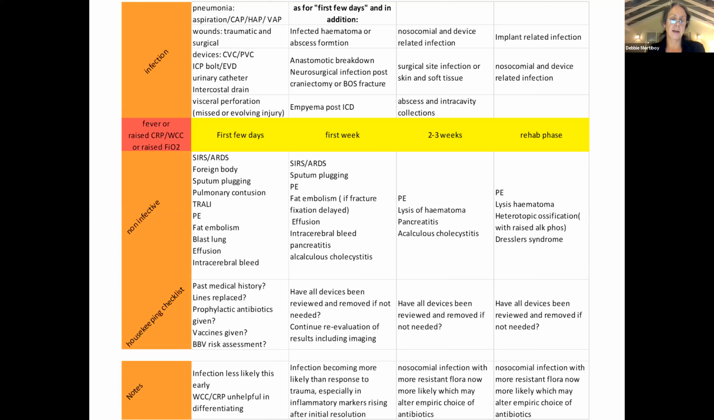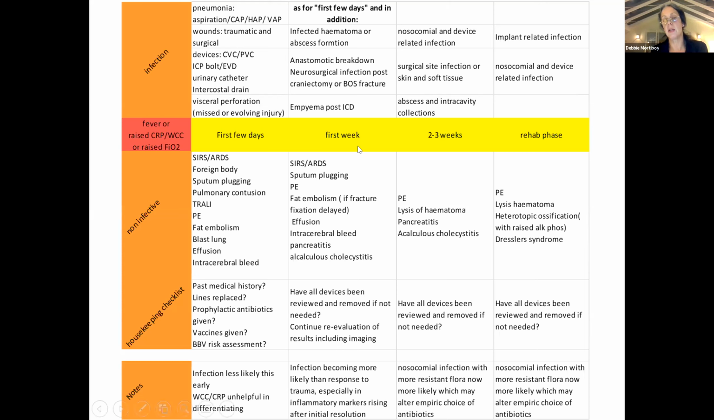Some things about, as again, a checklist. Did we give pneumovax? Have they had their tetanus vaccination? And have we done a bloodborne virus risk assessment? So some of those things are kind of my housekeeping checklist. They won't be presented as infection there, but they're my note to self, things I need to ask my intensive care colleagues about. But I think it's fair to say in these first few days, infection's rather less likely. Most of what we're likely to be seeing is the inflammatory response to trauma.